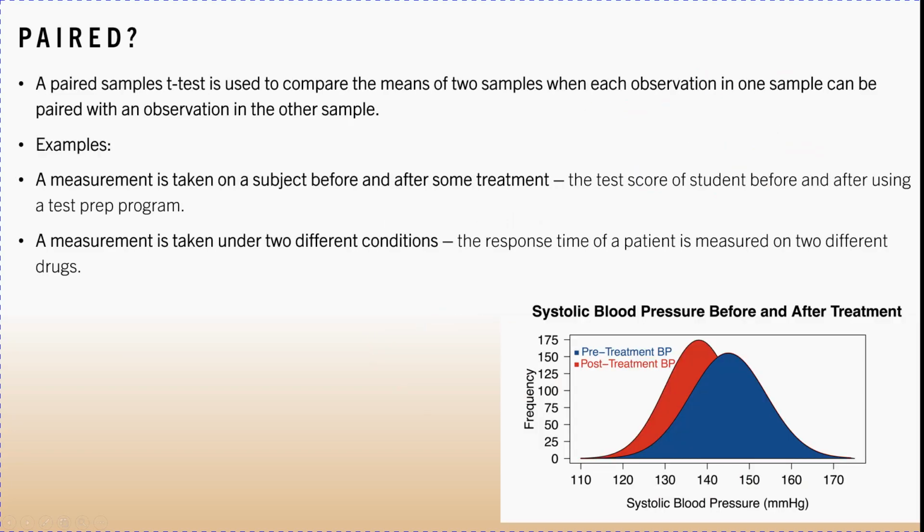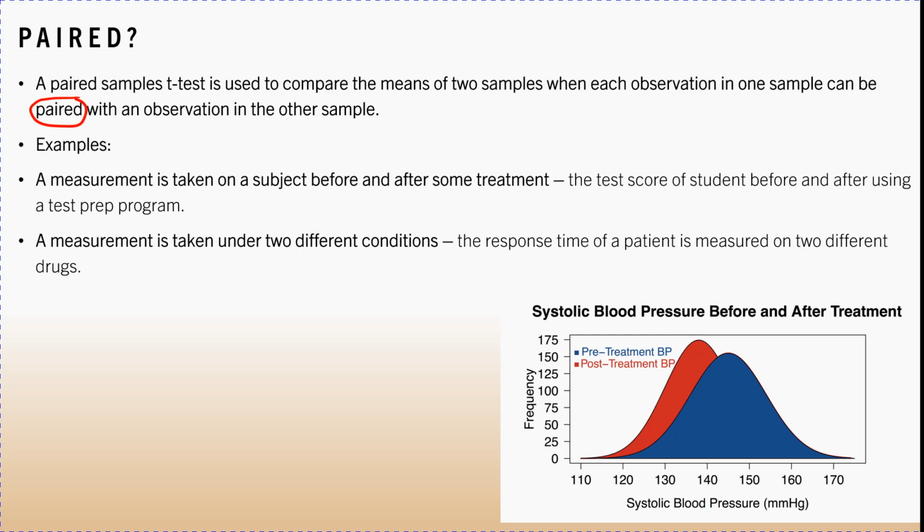A paired sample t-test is used to compare the means of two samples when each observation in one sample can be paired with an observation in the other sample. Here are some examples. A measurement is taken on a subject before and after some treatment, like the test scores of a student before and after using a test prep program. We might do an example of that.